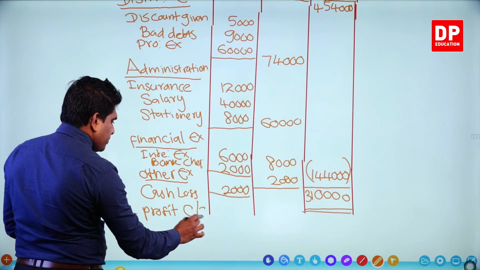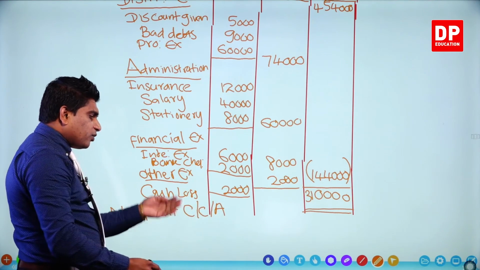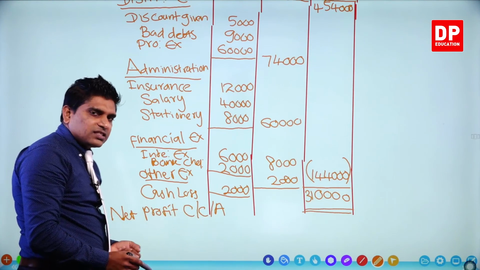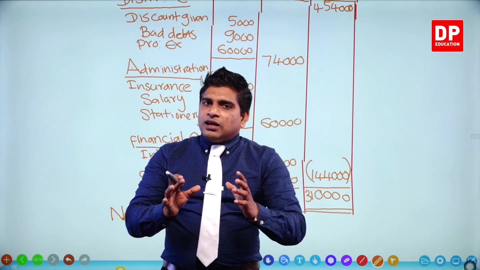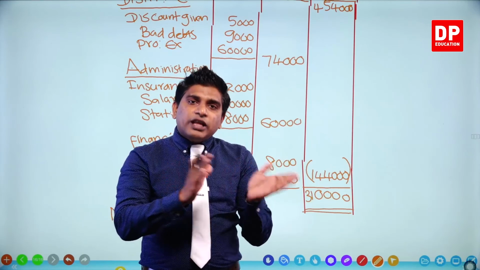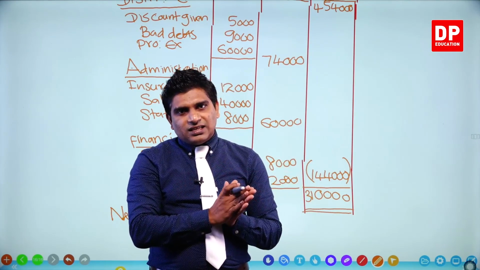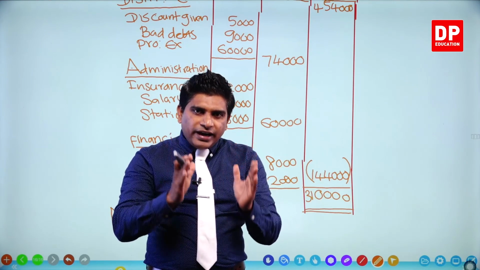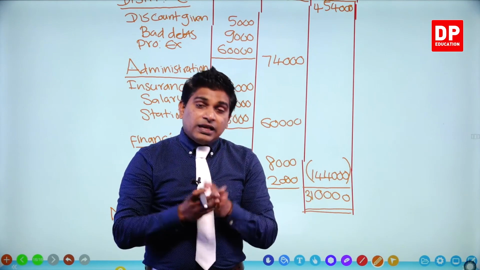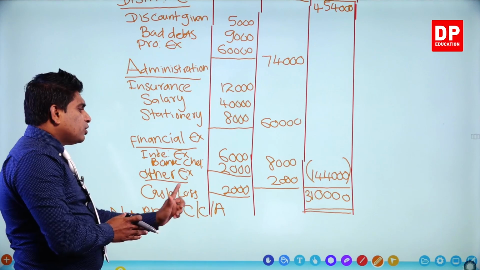Net profit carried to capital account. CCA, carried to capital account, or transferred to the capital account. What is the meaning of this? Remember this. You know, when the business earns profit, what happens to the equity? What happens to the capital? It goes up. It increases. So after finding the net profit, we directly put it into the capital account. That's why we write it here: net profit carried to capital account.